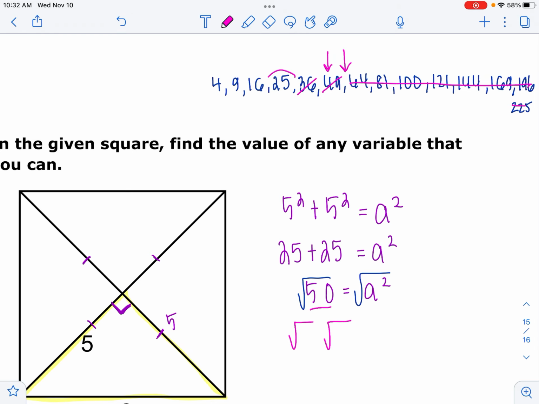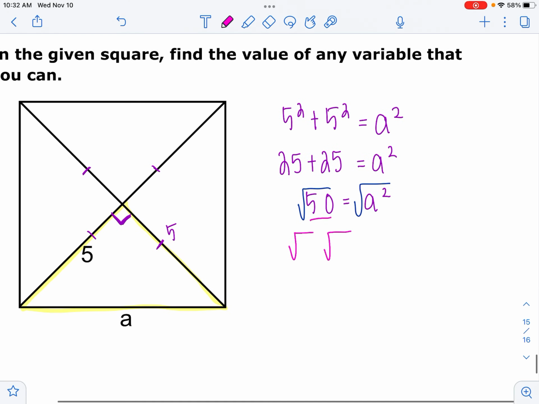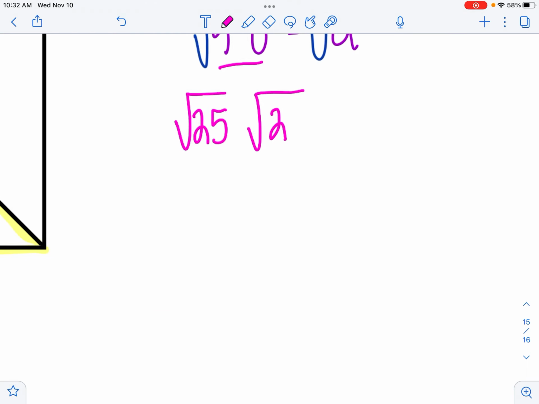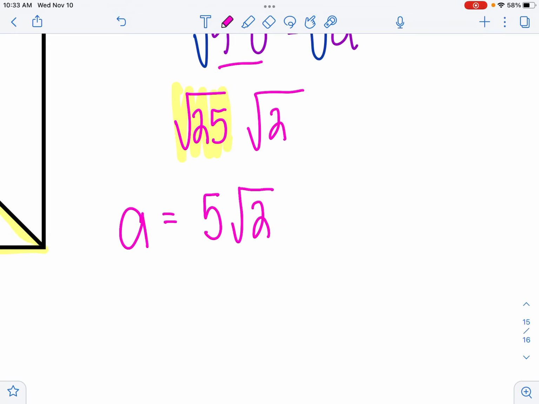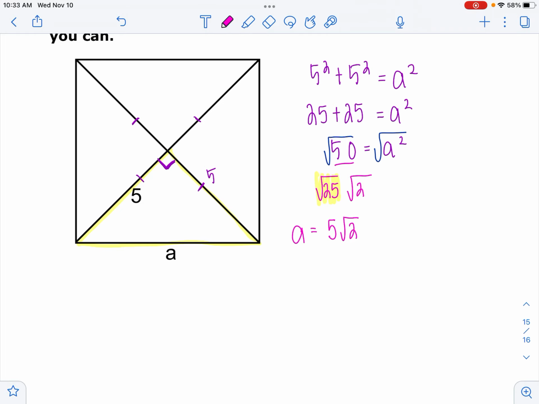Does 25 go into 50? It does. So I'm going to write 25 right here, and then you're going to say how many times it goes in there. It goes in there twice. Now you're going to simplify. We know the square root of 25 is 5, and then we don't know the square root of 2, so we leave it in our answer. So we have a is equal to 5 root 2.